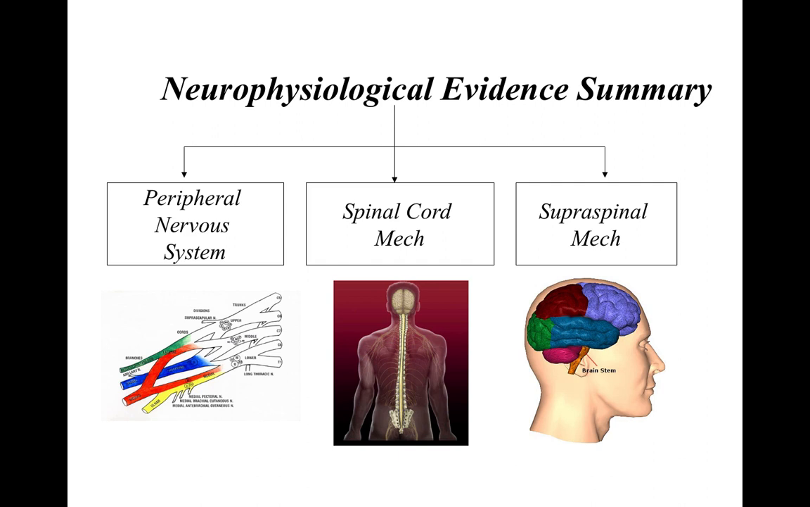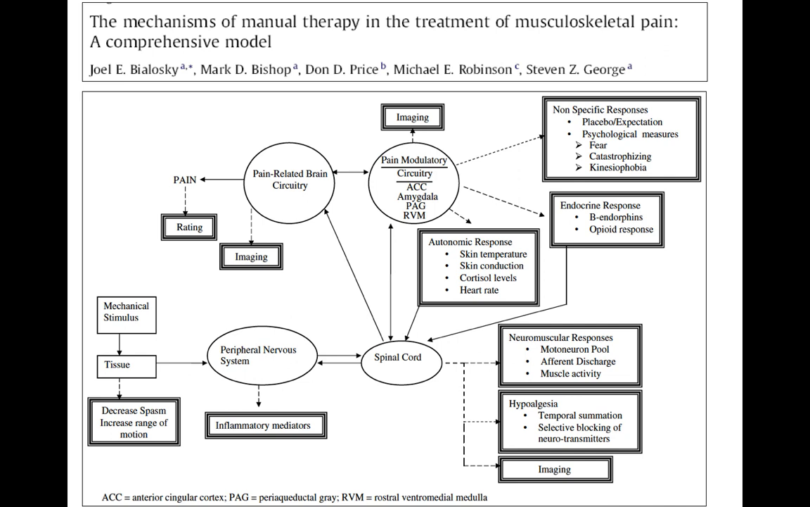There are a number of neurophysiological effects that are occurring at the level of the peripheral nervous system, the spinal cord, and also supraspinal mechanisms. If we look at this schematic by Bialowski and colleagues, this really helps to illustrate some of the mechanisms that are at play when we're treating musculoskeletal pain.